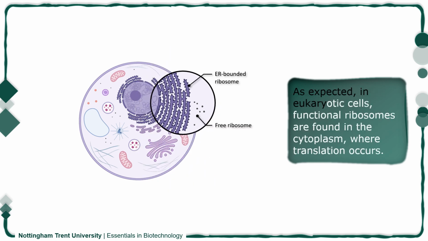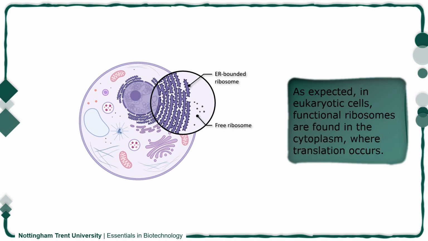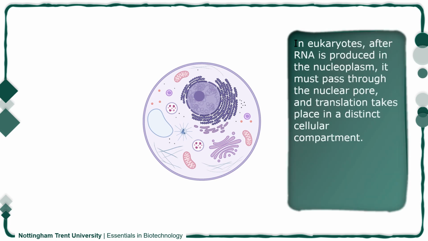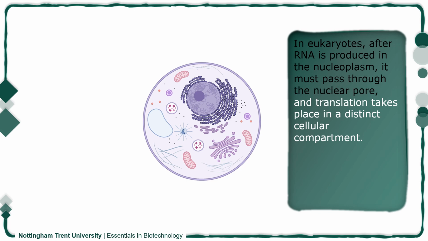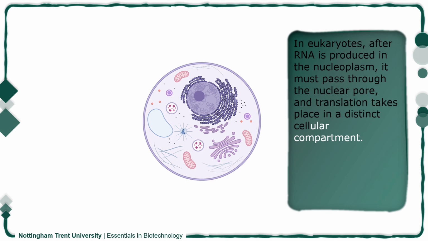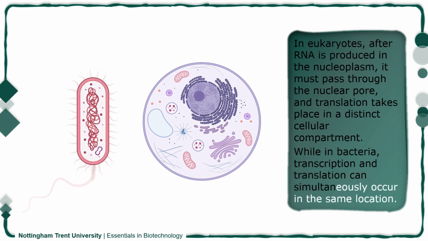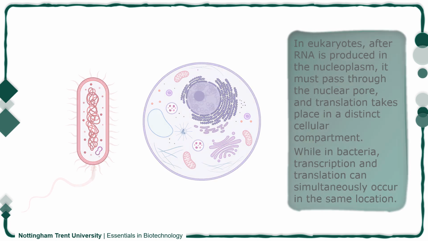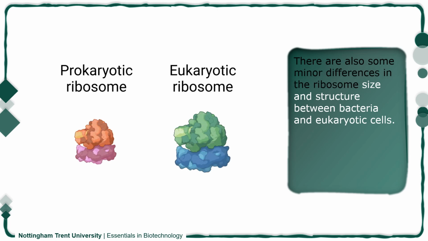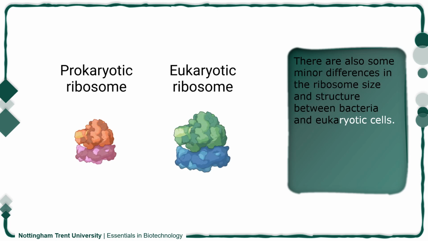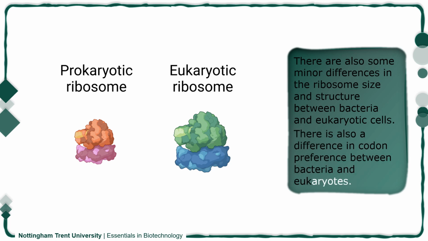As expected, in eukaryotic cells, functional ribosomes are found in the cytoplasm, where translation occurs. In eukaryotes, after RNA is produced in the nucleoplasm, it must pass through the nuclear pore, and translation takes place in a distinct cellular compartment. While in bacteria, transcription and translation can simultaneously occur in the same location. There are also some minor differences in the ribosome size and structure between bacteria and eukaryotic cells. There is also a difference in codon preference between bacteria and eukaryotes.